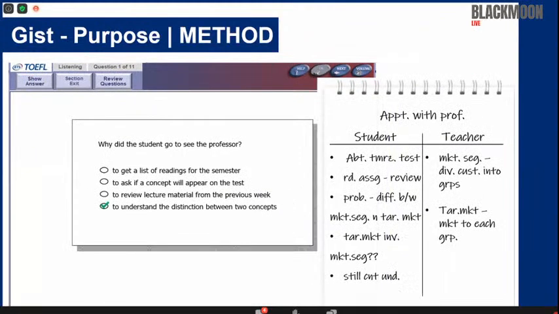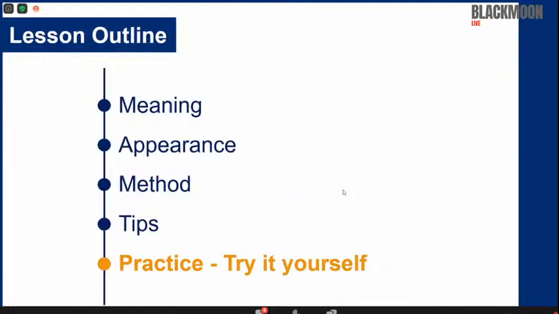There we go. 4, that's right, you guys. Well done, all of you. Someone said 2, to ask if a concept will appear on the test. She says, I am having trouble preparing for the test because I don't understand the distinction between the two. She did not ask if the concept will appear on the test. Okay, that's very different. So, to understand the distinction between the two concepts, I think it was market segmentation and target marketing. Yeah. All right, now let's practice.